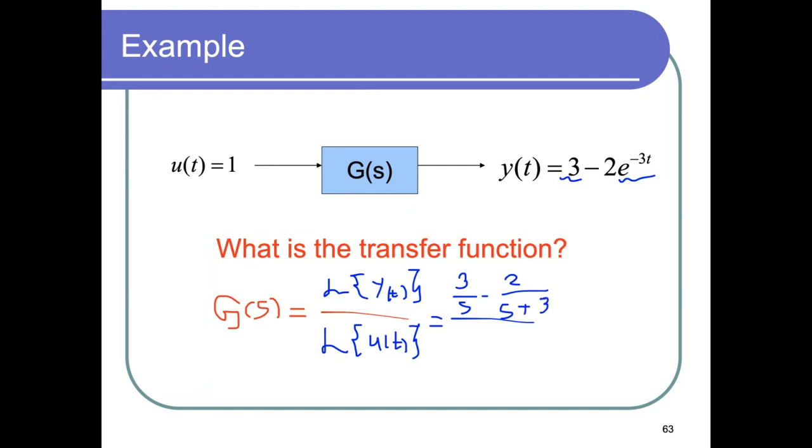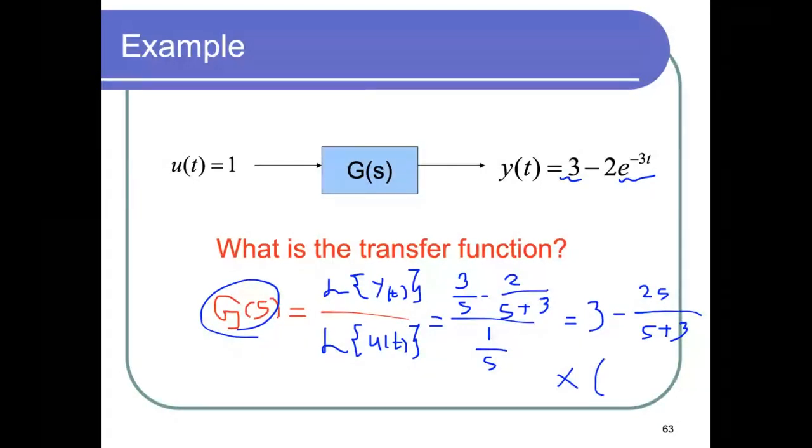over 1 over s, right? Which is simply 3 minus 2s over s plus 3. This is the transfer function of the system. If I multiply this by 1 over s, I get y of s, which is the output of the system.